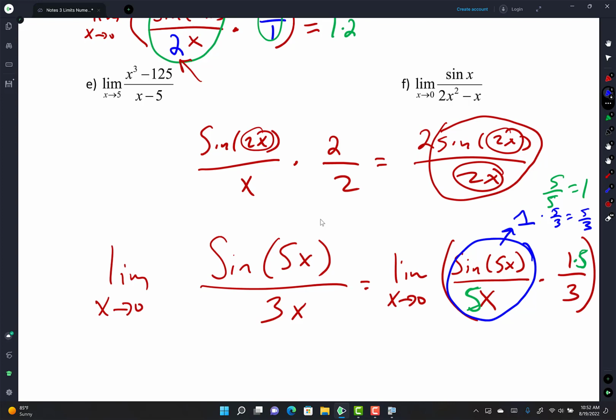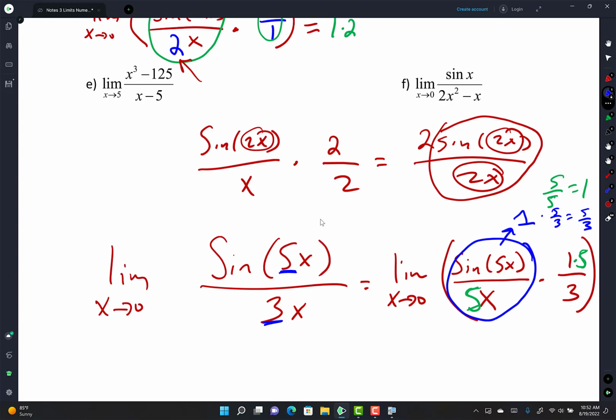Okay, let me show you a hack. And I don't like it because it's very robotic. If you see this limit, you can just say, oh, that's a 5, that's a 3, this is going to equal 5/3. But don't do that because that's very wrong and it's very robotic.